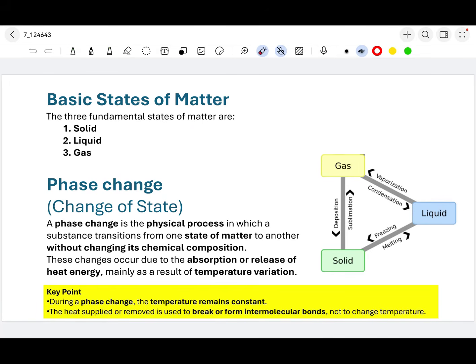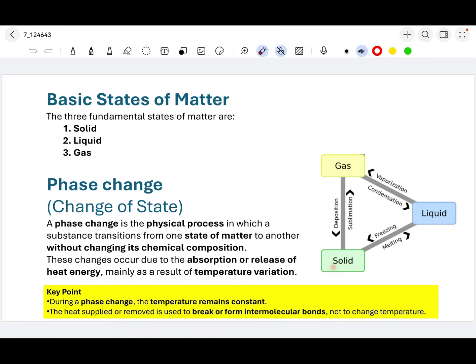Okay, so our second topic is phase change, or you can say state change or change of state. A phase change is a physical process in which a substance transitions from one state of matter to another state of matter without changing its chemical composition.